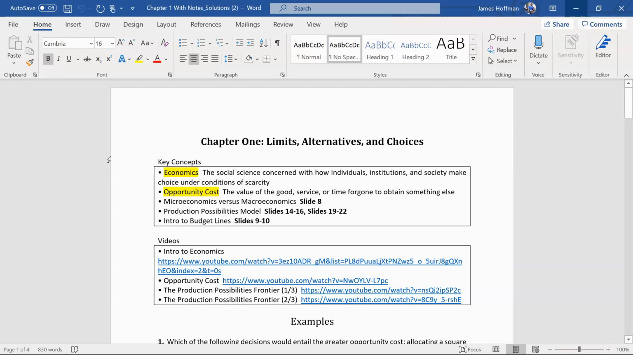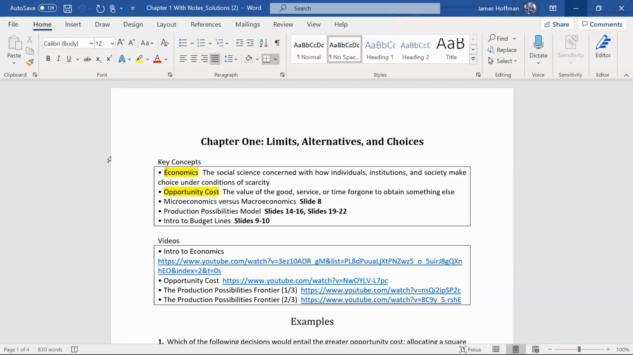Okay, so here we go. Let's just go through the introductory things of economics, and then we'll start looking at a few simple models. Okay, so these are the key concepts that I want you guys to learn from chapter 1.